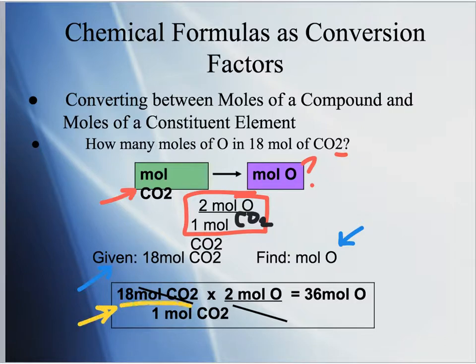We always start with what we're given, our 18 moles of CO2, and then we're going to use our conversion factor, and I'm sorry again that it's funky, but it should say 2 moles of oxygen over 1 mole of CO2, right? So again, the CO2s are going to cancel top and bottom, and we end up with moles of oxygen in the end. All right, and remember, the math goes multiply on top, divide by the bottom. So we have 18 times 2 divided by 1 is 36. 36 moles of oxygen in 18 moles of CO2.